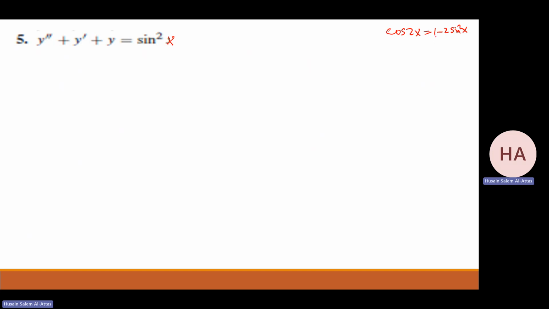So I have what? 2 sine square x is 1 minus cosine 2x. So sine square x is actually half minus half cosine 2x, which I can do now using undetermined coefficients.